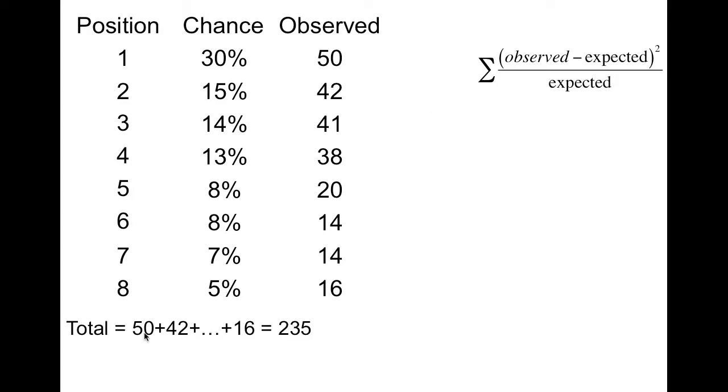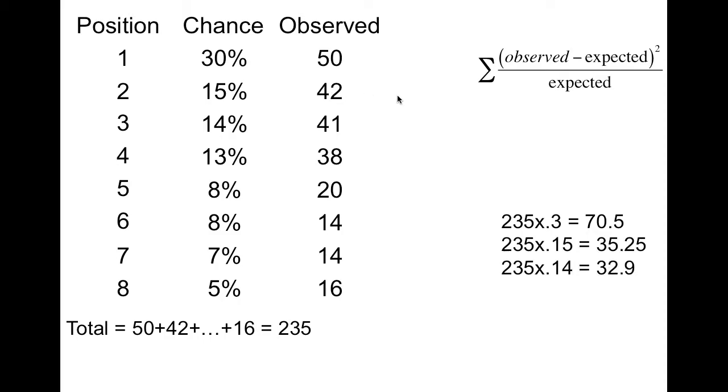So you still find the total, adding up all the observations. We got 235. Now instead of taking 235 and dividing by 8, that would be saying that everyone has an equal chance. We don't have that. Everything has a different percentage. So now you do have to take each percentage and multiply it by the 235. So 235 times 0.3 for the 30% is 70.5. 235 by the 15%, by the 14%, and you're just going all the way down to the 5% and getting each one of your expected values.